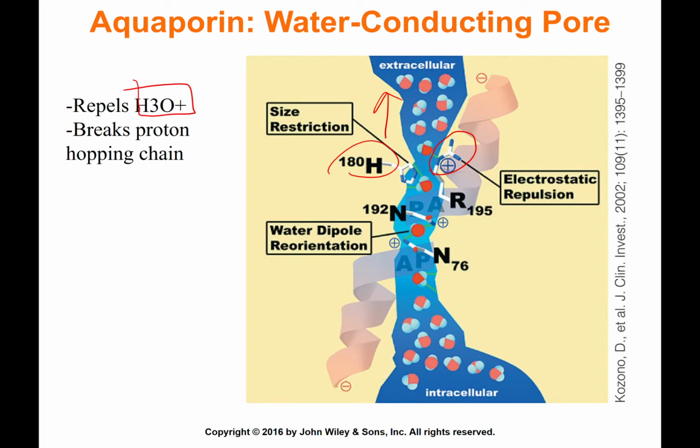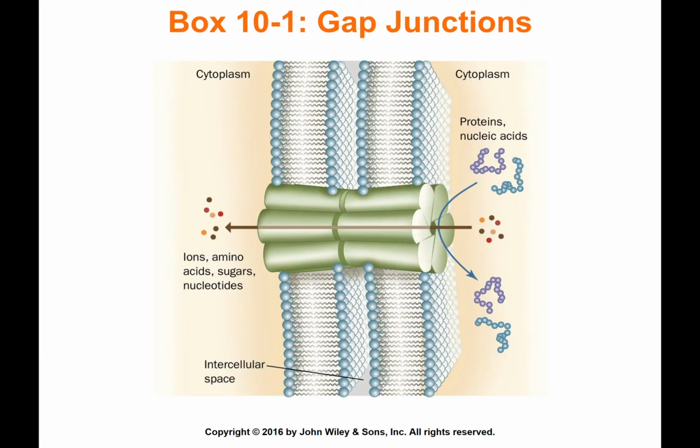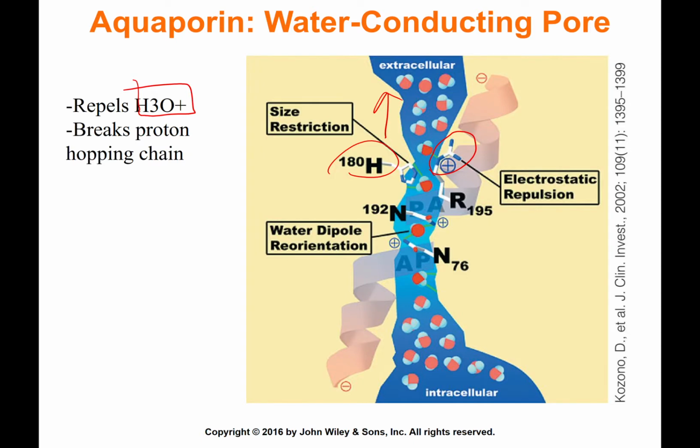Now, water, though, is not quite that simple. It's not enough to just prevent hydronium from entering the channel. The reason why, and we talked about this earlier in the class, is water has a unique ability to form these proton hopping chains. I'm going to draw one for you guys here again. I'm going to draw a hydronium ion, H3O+, and then a series of water molecules.